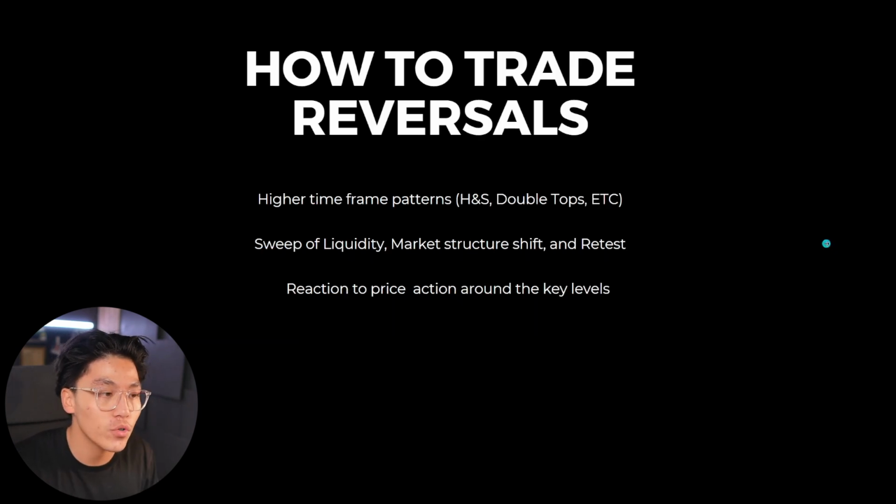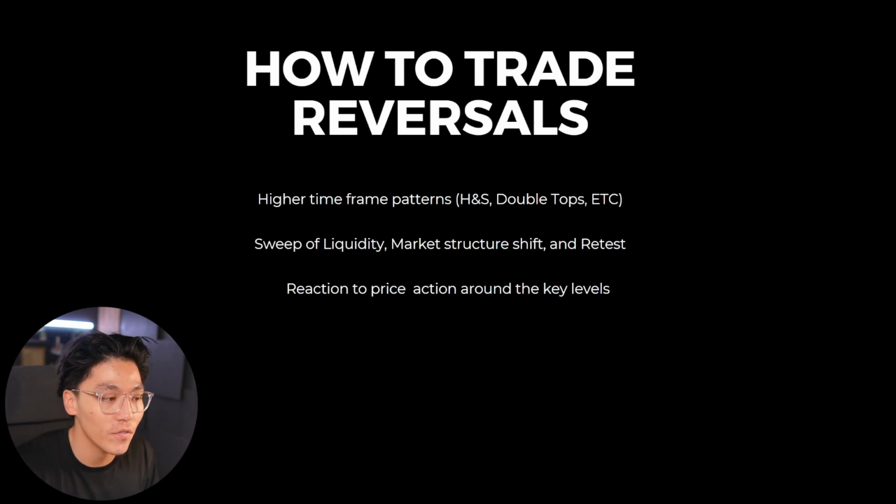So how do we trade reversals? First of all, it's based off of the higher time frames, so the key liquidity levels on the higher time frames. You also want to be looking for higher time frame patterns for reversals. Different types of higher time frame patterns are head and shoulders, double tops, inverse head and shoulders, so many different types of reversal patterns that can indicate a potential reversal in the marketplace.